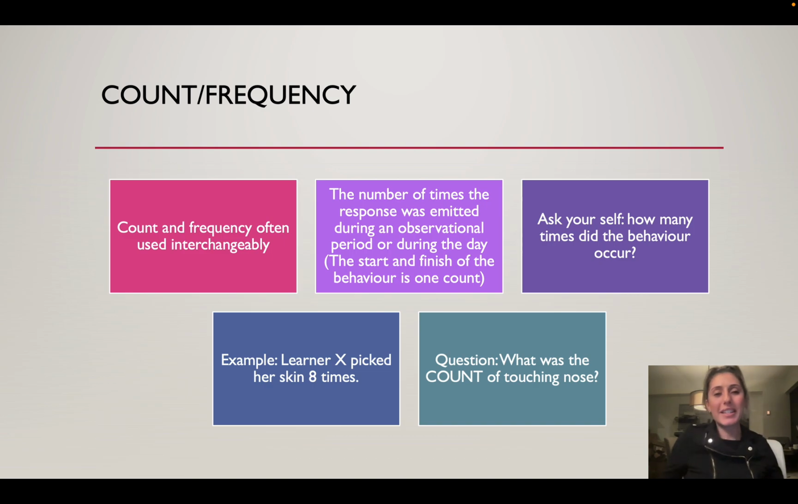And just kind of like a fun activity, I'm going to touch my nose in 5 to 10 seconds, and you guys can let me know how many times or what was the count of me touching my nose. Okay, let's get started. Okay, so in that, the answer would be 8. I touched my nose 8 times.